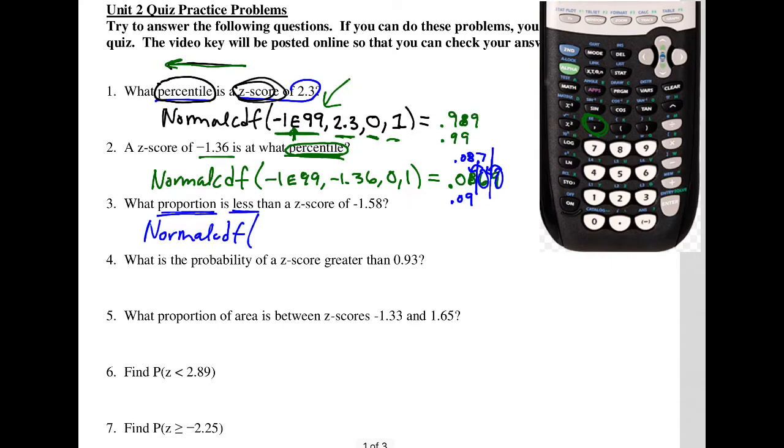What proportion is less than a z-score of negative 1.58? So once again, it's less than, so I'm still using my negative infinity. Negative 1.58 is my upper bound, and it's still a z-score, so we're still using 0 and 1 for the mean and standard deviation. And the answer should be 0.057. So I'll just stop it there. That's 3 decimal places, so about 5 point something %.